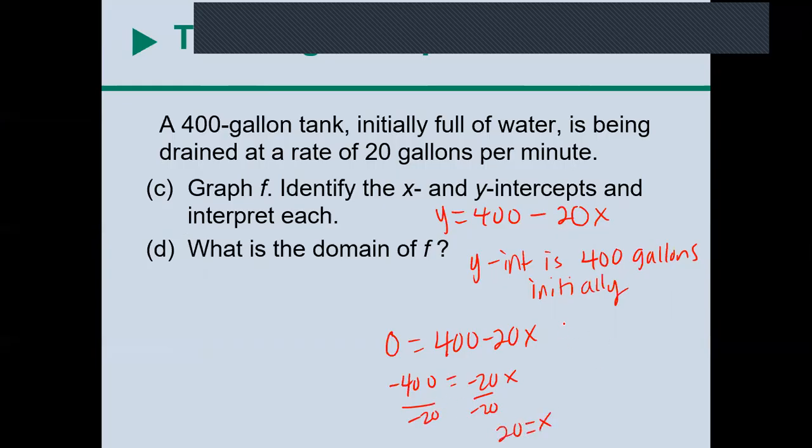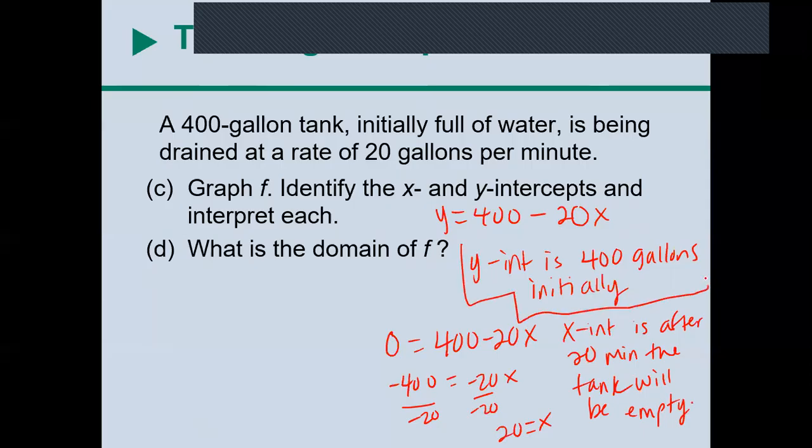What does your x-intercept represent? There you go. Your x-intercept is after 20 minutes, the tank will be empty. So the y-intercept is our initial, and our x-intercept represents our emptiness.